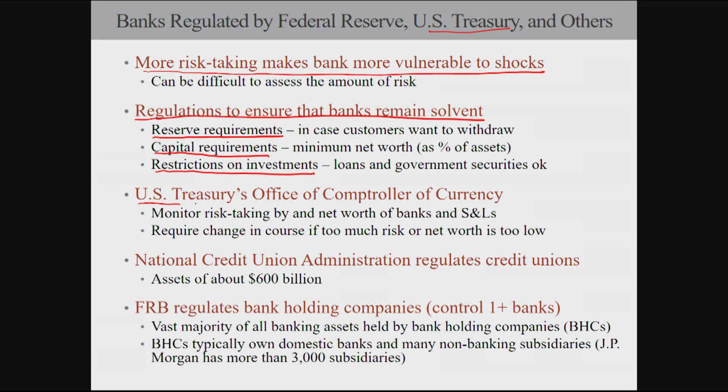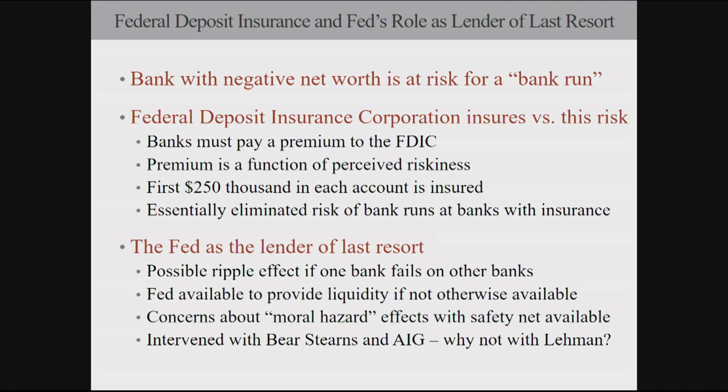And so it's the US Treasury that monitors risk-taking by and the net worth of banks and S&Ls. And they require banks to change course if they are taking on too much risk or if their net worth is too low. There's another government entity called the National Credit Union Administration that regulates credit unions, and the Federal Reserve Board regulates these big bank holding companies. And most of those banks that I mentioned earlier, Bank of America, JP Morgan, those are big bank holding companies. But the one that I want to stress the most today, relative to at least Treasury and Comptroller, is federal deposit insurance.